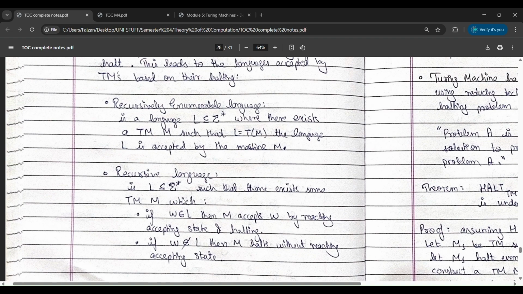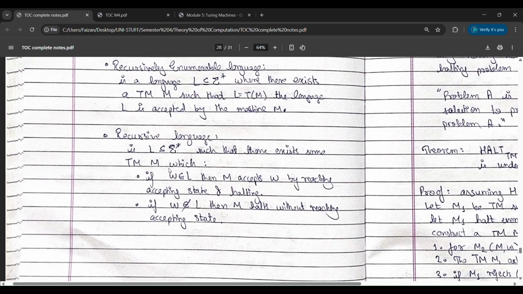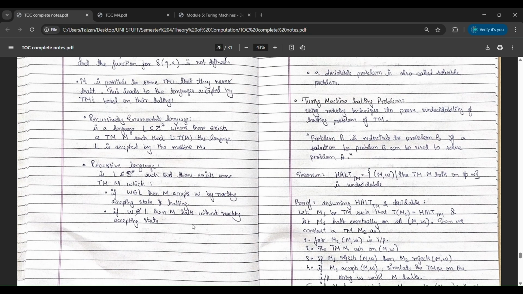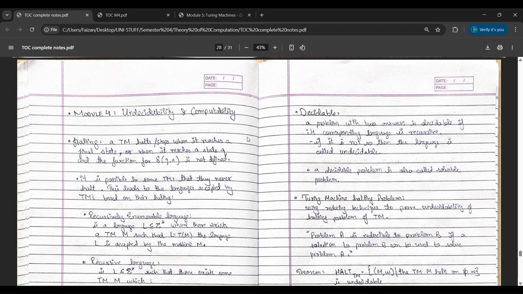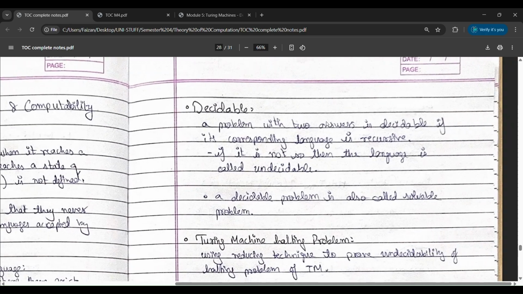Now, a recursive language is a language L belonging to the alphabet Kleene closure, such that there exists some Turing machine M, which, if the input string W belongs to the language, accepts W by reaching the accept state and halting. If it does not belong to the language, then M halts without reaching the accepting state. So this is the difference between recursive language and recursively enumerable language.